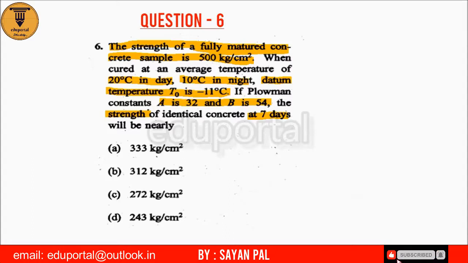We need to determine the strength of identical concrete having full strength at full maturity of 500 kg per cm square. We need to determine its strength at 7 days. So we need to solve it. Its answer will be 333 kg per centimeter square. But first we will study the theory behind it. It is a very important problem, and to solve this you need to know what the maturity of concrete is and how to solve this question by using Plowman's equation. So let's move on to its solution.